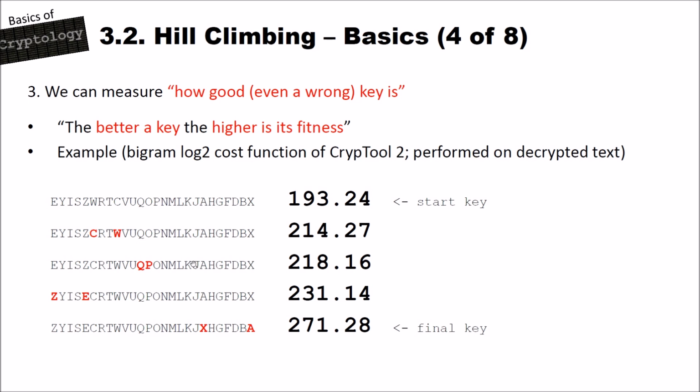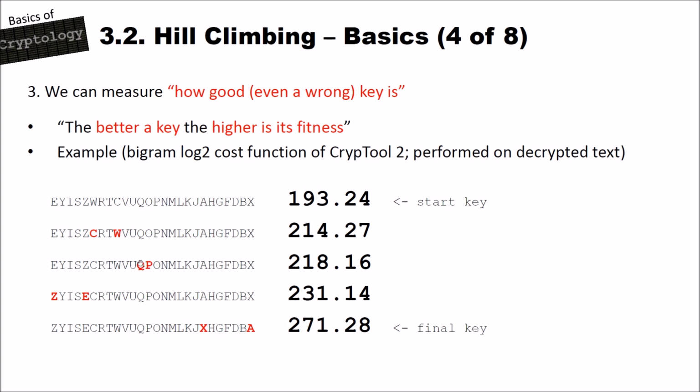And here, this was also a monoalphabetic substitution cipher. And here you see the key. So we start with a more or less random key to decrypt our text. And then we computed the bigram log2 cost function, and we get this value here. Now I improve the key, so I make it better. I know what the original key was, so I just exchange 2 letters so that I get closer to the correct key. And as you can see here, the cost value increases.